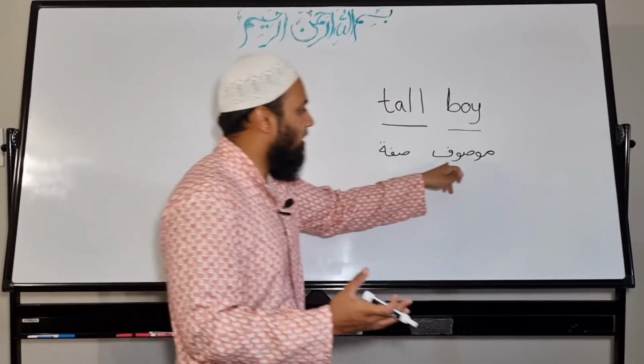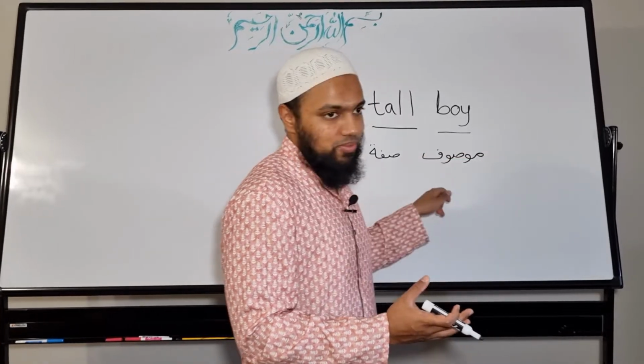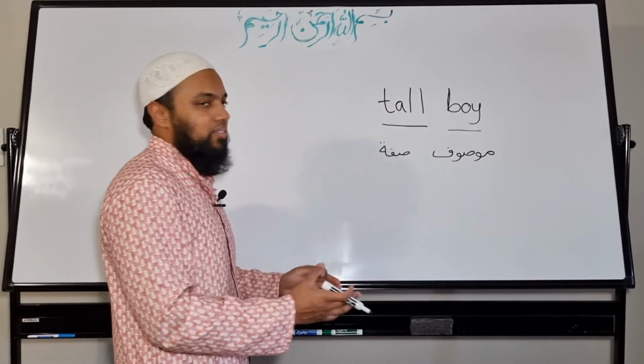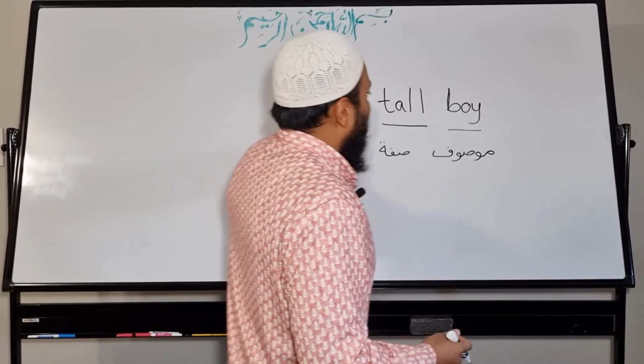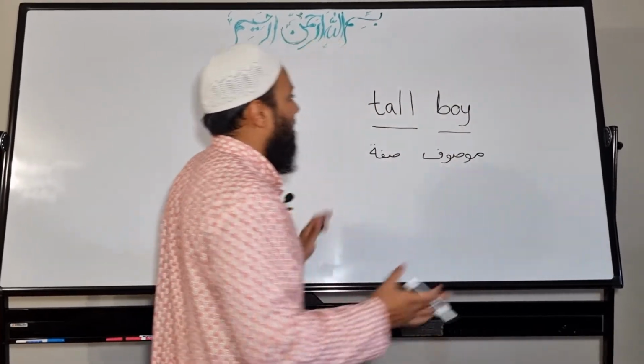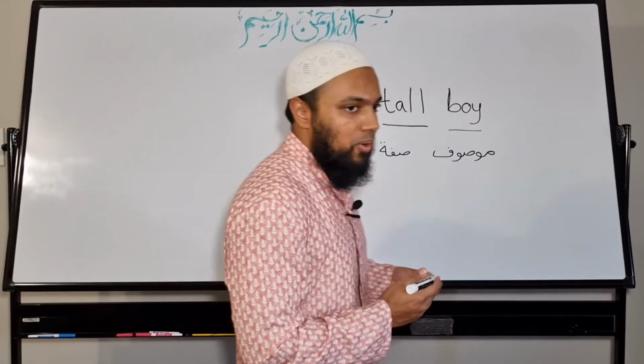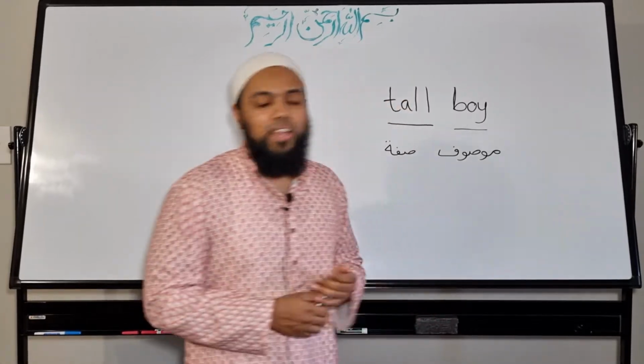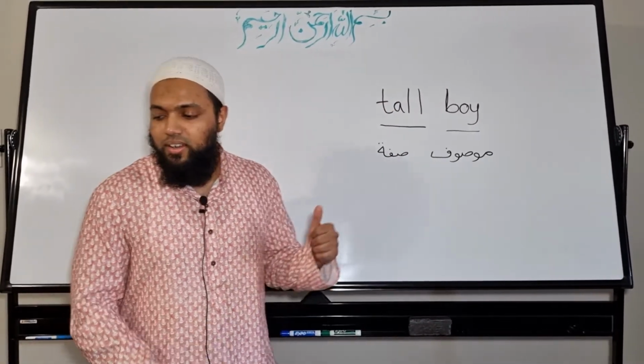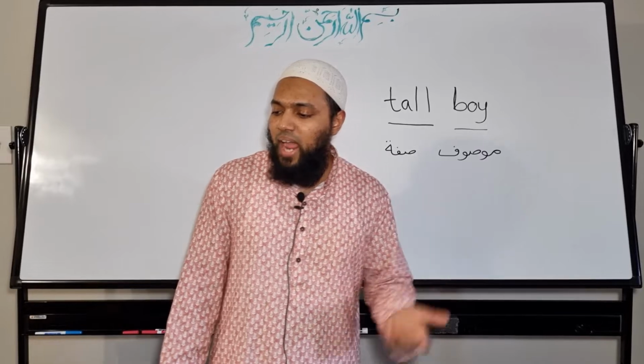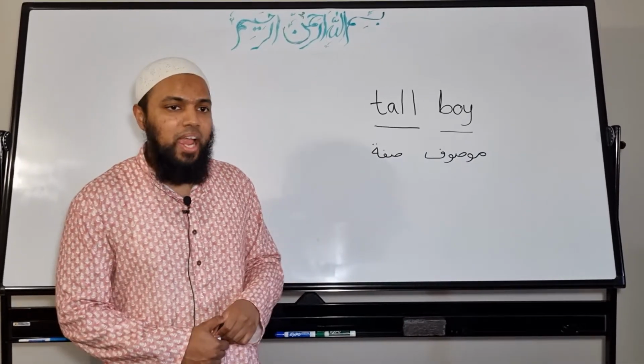It's the characteristic which is describing the mausuf, right? So mausuf and sifa. So this was about what the murakkab is. Now what about the rules? The rules are very simple. Tall boy, black pen, beautiful watch, black car, right?